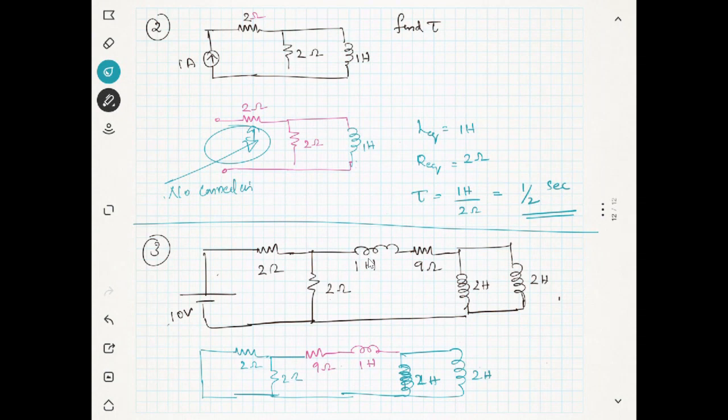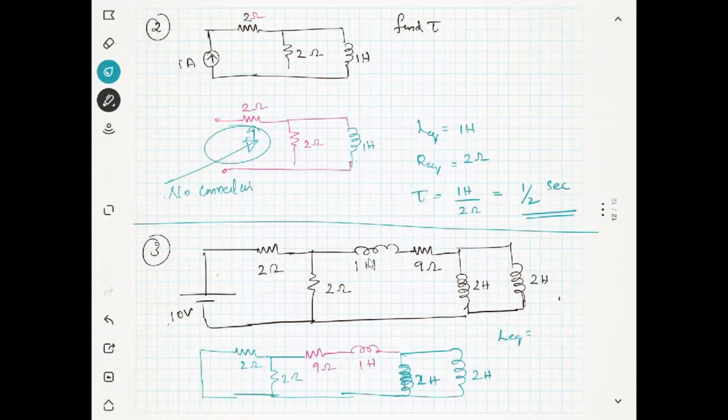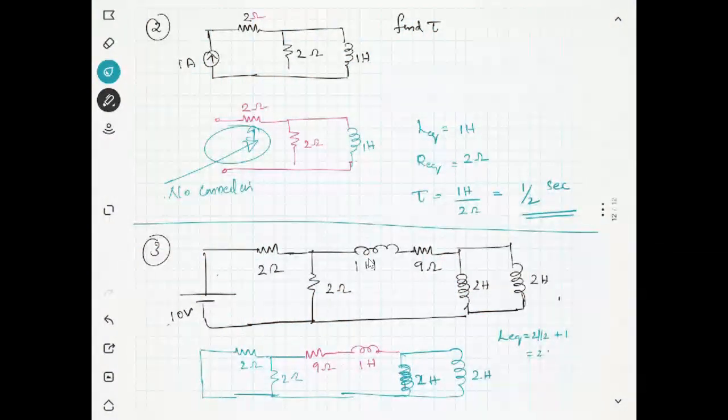So what is the total L equivalent for this circuit? The 2 Henry and 2 Henry are in parallel, so it will be 1 Henry. Then 1 Henry and 1 Henry become series, so it will become 2 Henry. So I will write the steps, because after a few days you may not get it. 2 parallel 2 plus 1 is equal to 2 Henry.